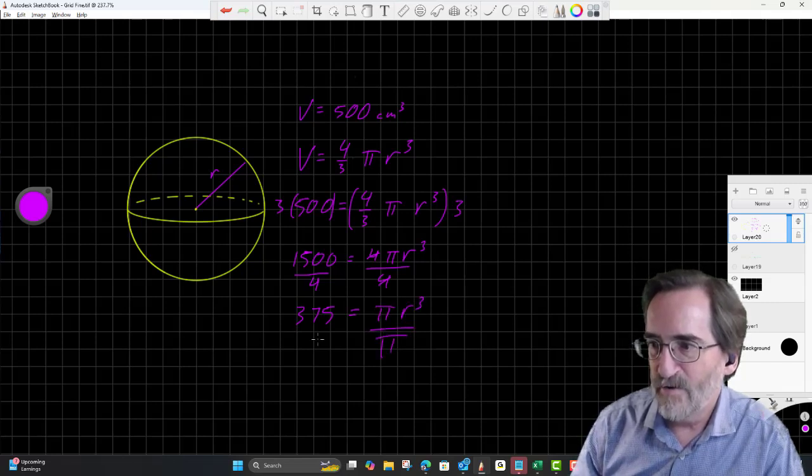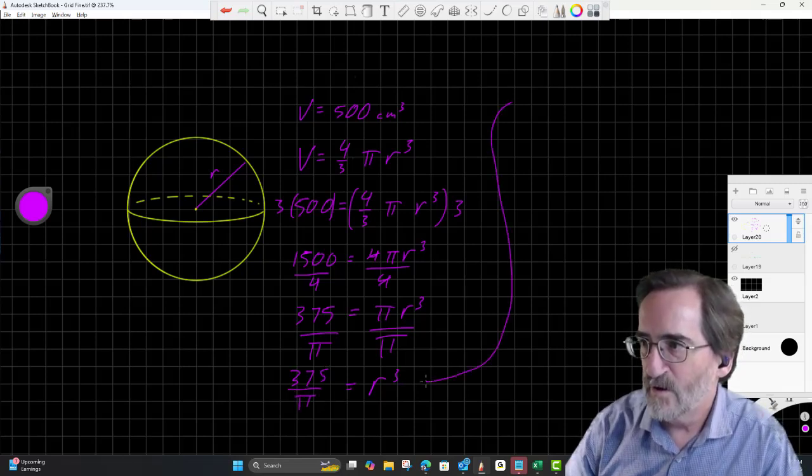Divide by pi. R cubed is 375 divided by pi. Take the cube root. So r is the cube root, the third root of 375 divided by pi.